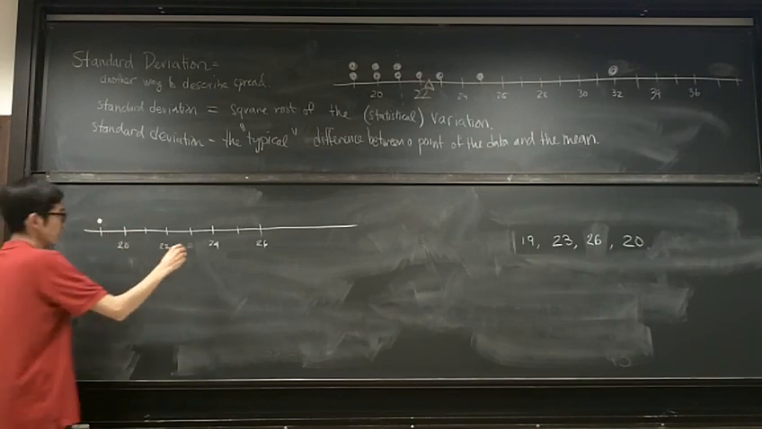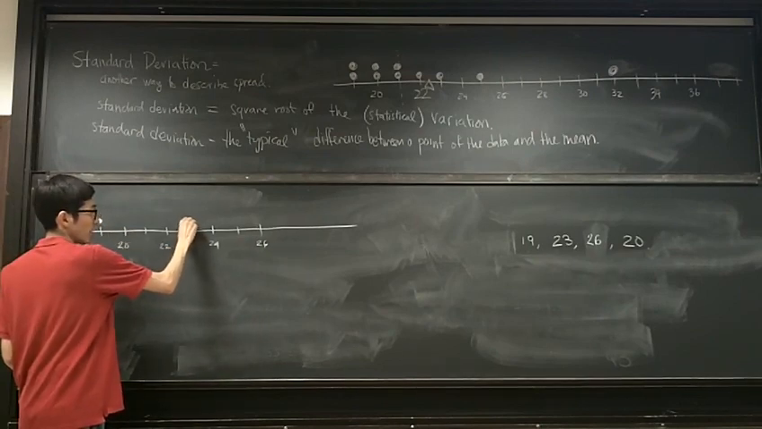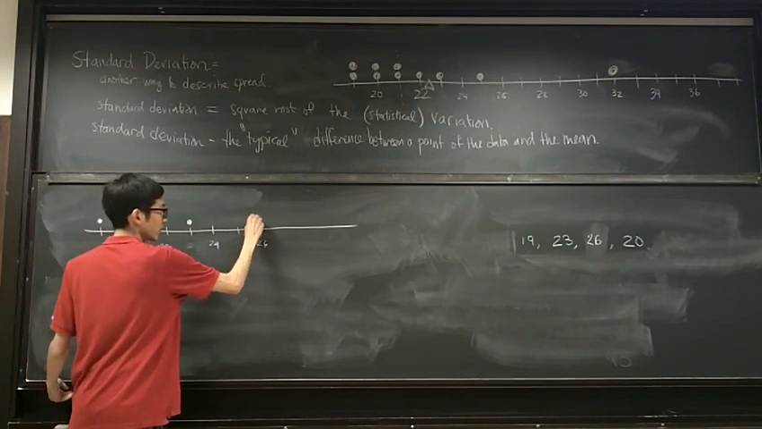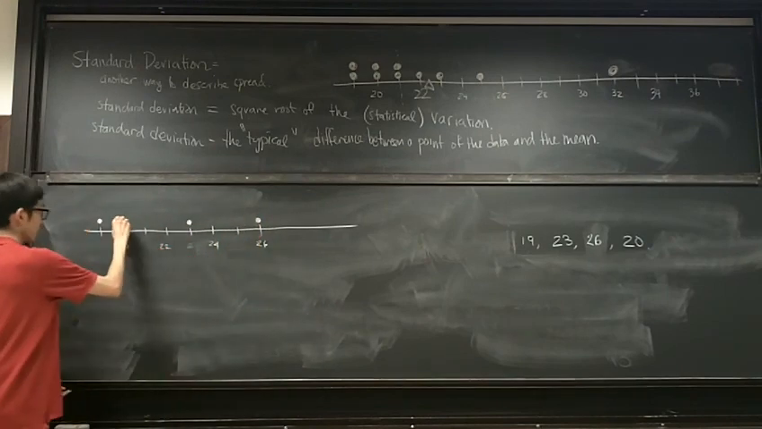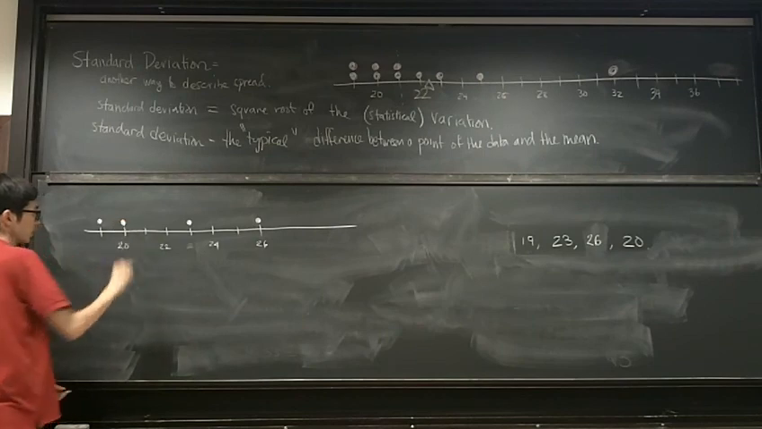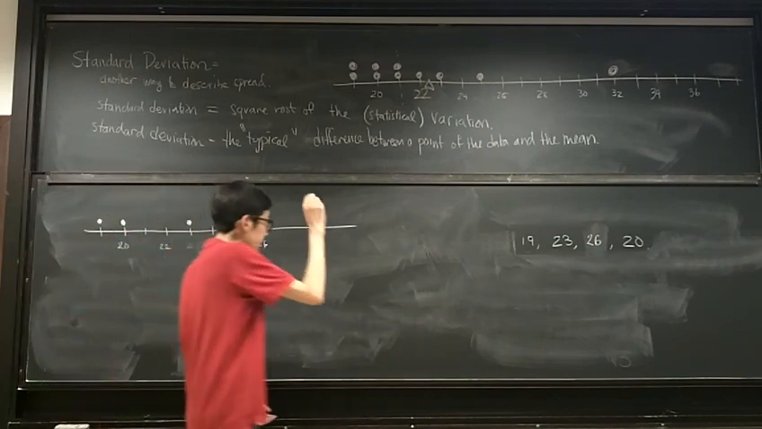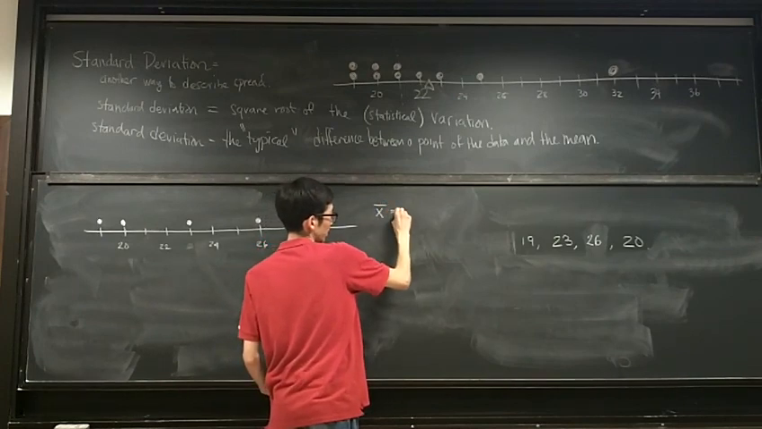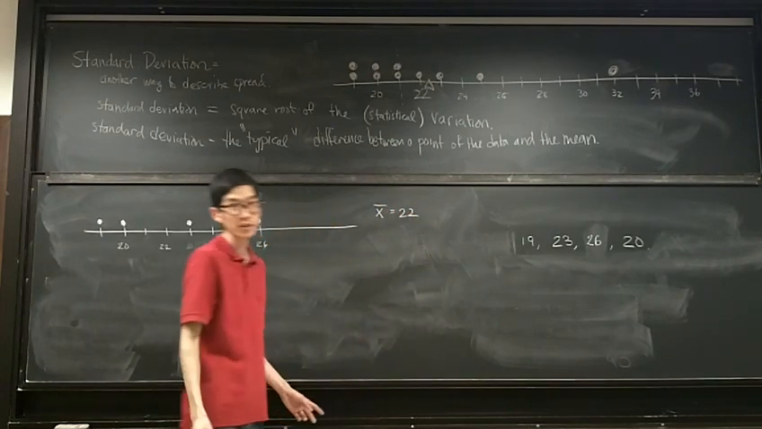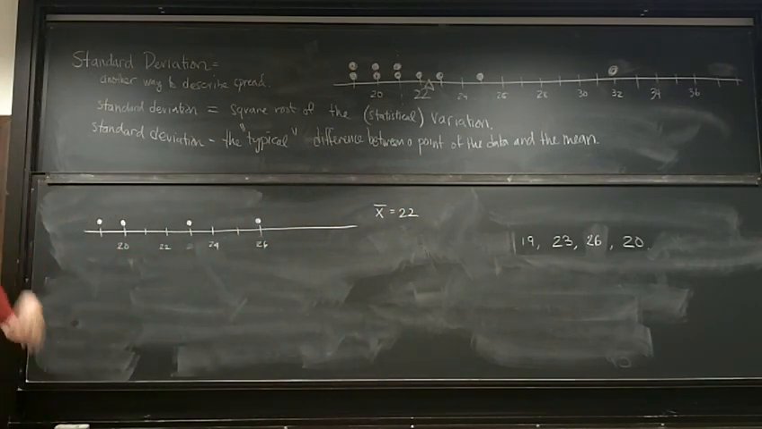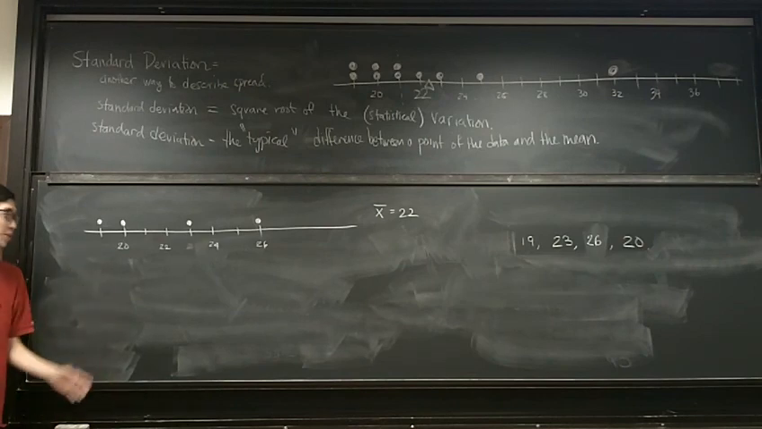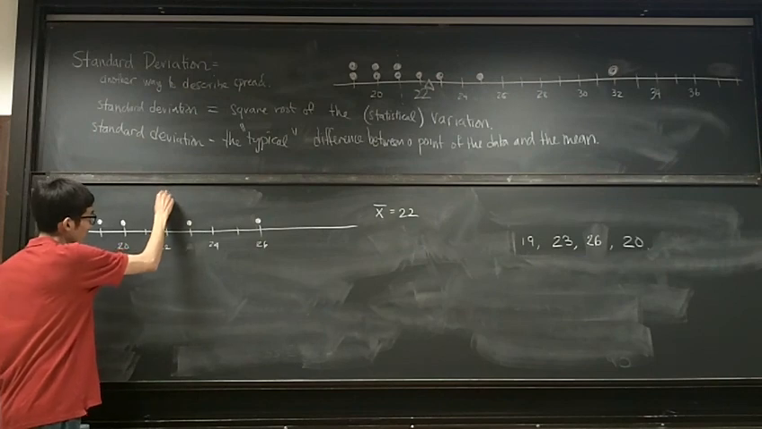On the dot plot: 19, 23, 26, and 20. What is my mean? X bar is 22. Okay, I think this will make everybody's life easier. My mean is 22, so on your piece of paper, draw a line at the mean.